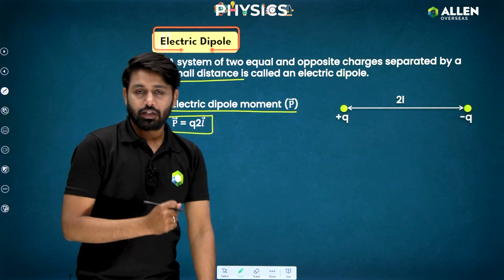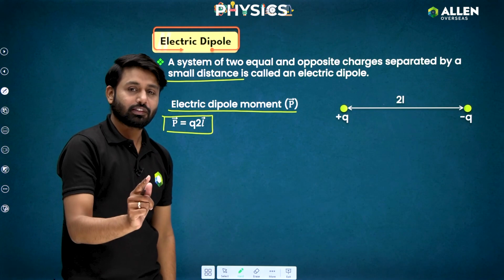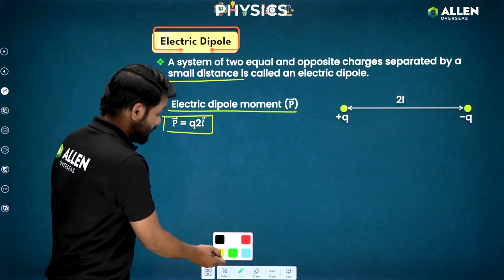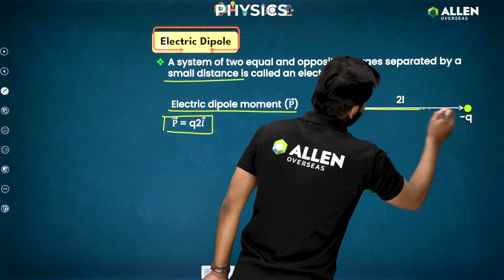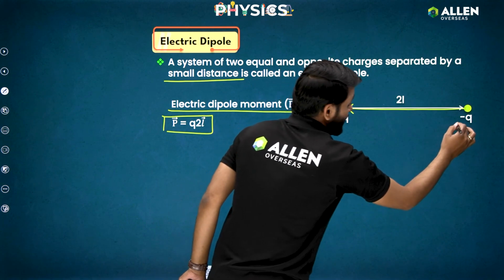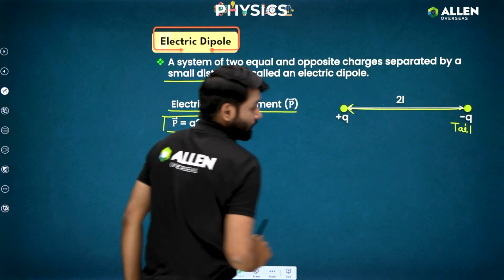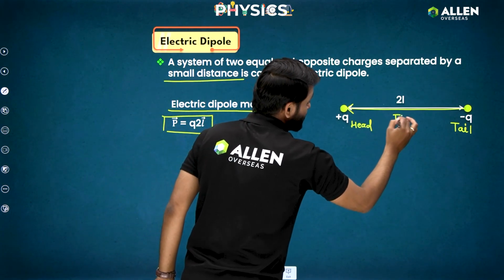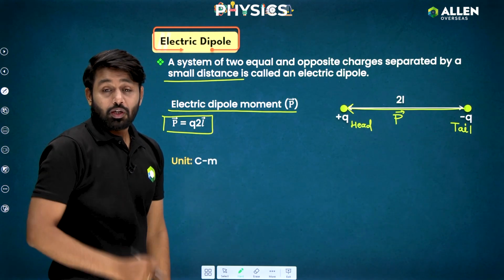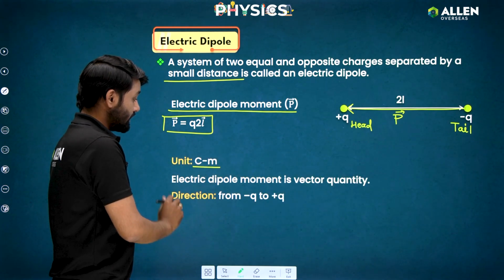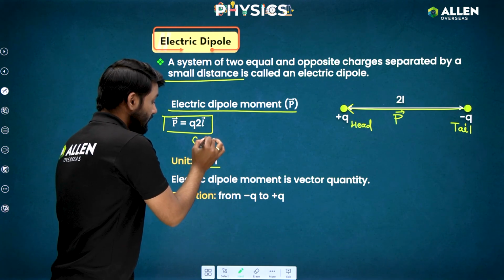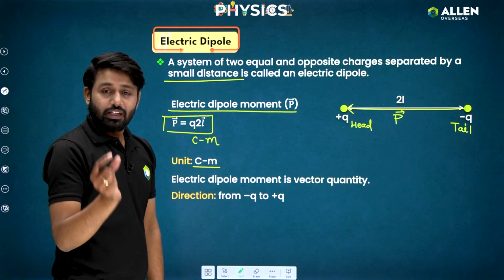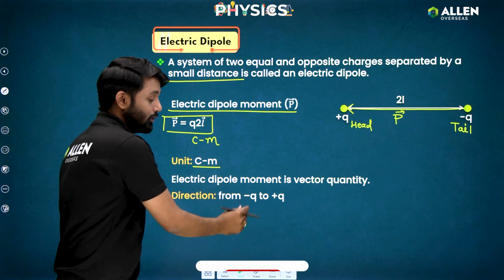Sir, here you are using P vector. Sir, is this a vector quantity? Yes, this is a vector quantity. If I talk about the direction, the direction of electric dipole moment is always from minus Q to plus Q. Okay, so the tail of this vector is at minus Q and the head of this vector is at plus Q, right? And you can represent it by P vector. If I talk about the unit, the unit is coulomb into meter, right? This is C for coulomb and length in meter. Okay, this is the unit. And keep in your mind, it's a vector quantity, so the direction of electric dipole moment is minus Q to plus Q.